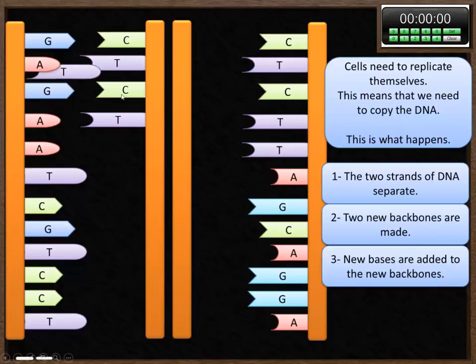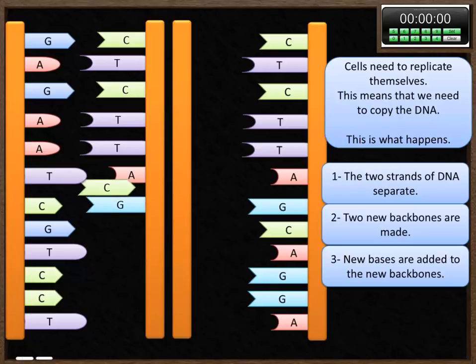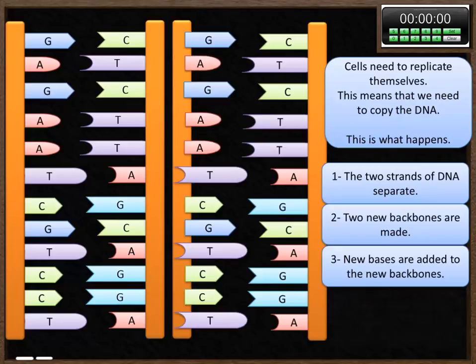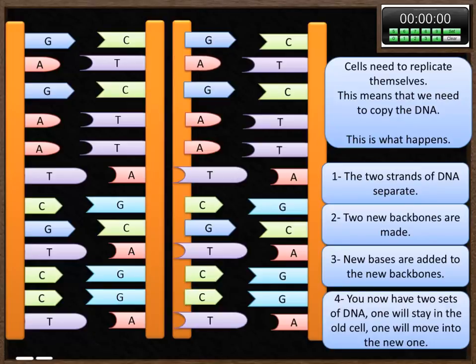The two bases that link together are added until all of those are added. There we go. And then the same happens for the other strand on this side. You now have two sets of DNA that are exactly the same. One will stay in the old cell and one will move to the new cell.